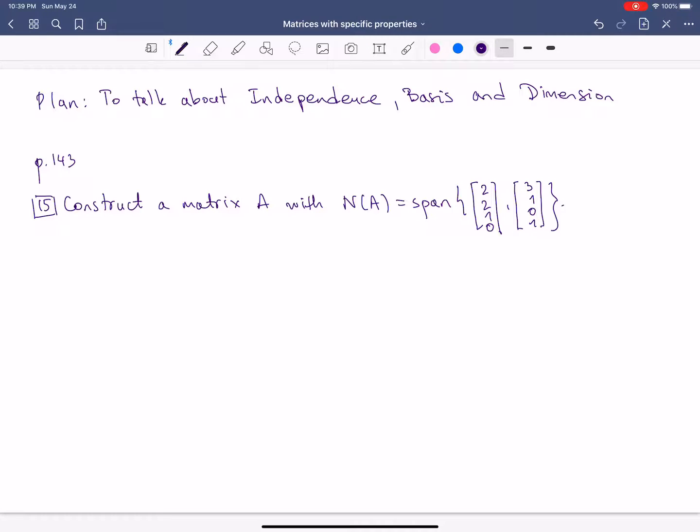Hi class. The plan for today is to continue on to section 3.4, titled Independence, Basis, and Dimension. These three notions are connected to vector spaces in general, but we will always try to first understand all of these things in the context of matrices, which is what we're truly interested in.